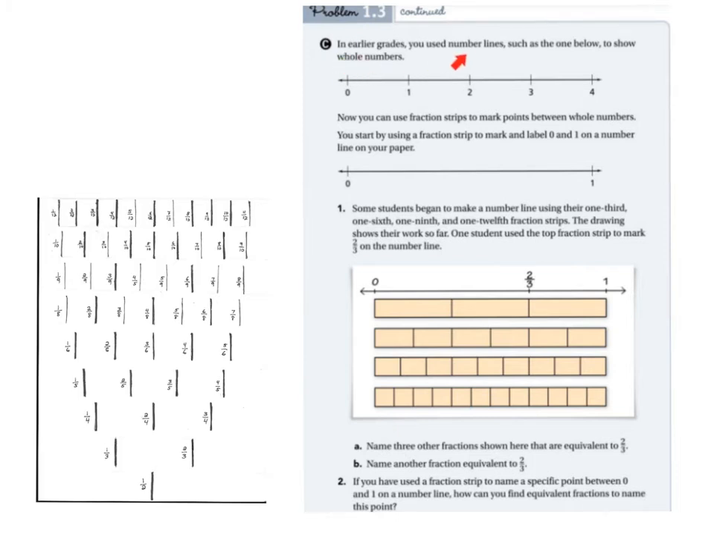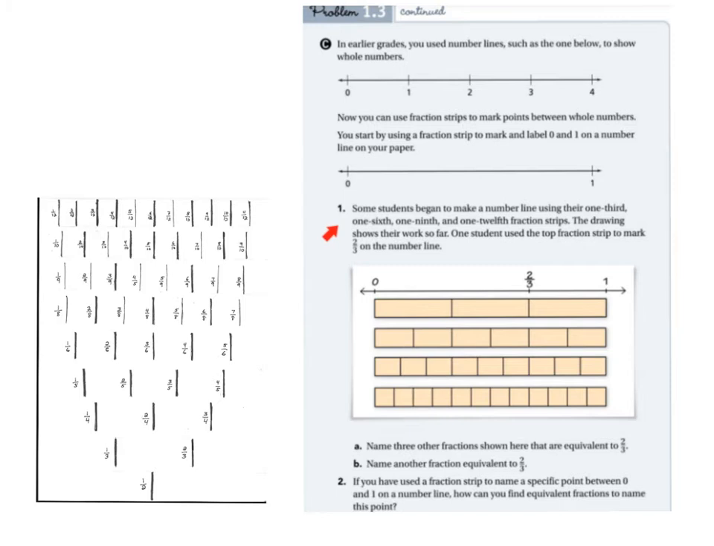C. In earlier grades, you used number lines, such as the one below, to share whole numbers. This is a number line, and there's whole numbers through 4. Now you can use fraction strips to mark points between whole numbers. So if here's 0 to 1, that would be 0 to 1. Now they stretched it out.